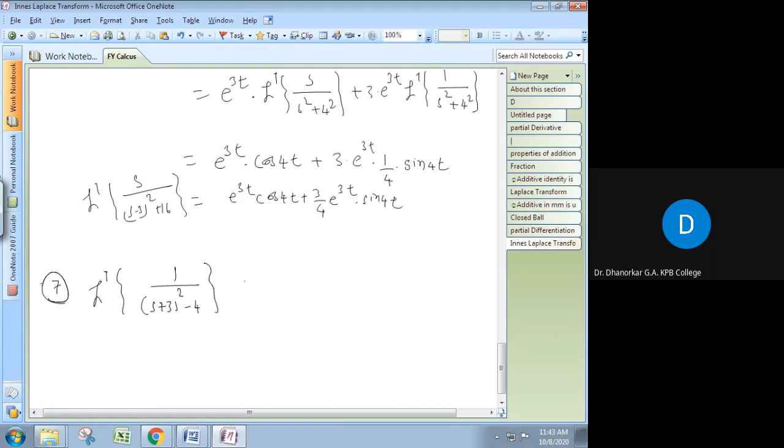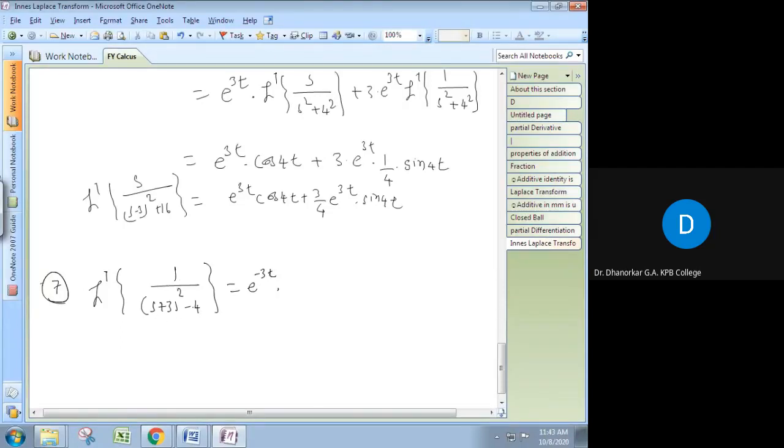Now what will be the answer? Orally also you can write the answer. Do not worry. Directly first. Here it should be s. Instead of s minus 3, only s square is there, then we can write our answer. But here s plus 3 is there. That means we have to take e raised to power minus 3t as common. The remaining term is 1 divided by s square minus 4.